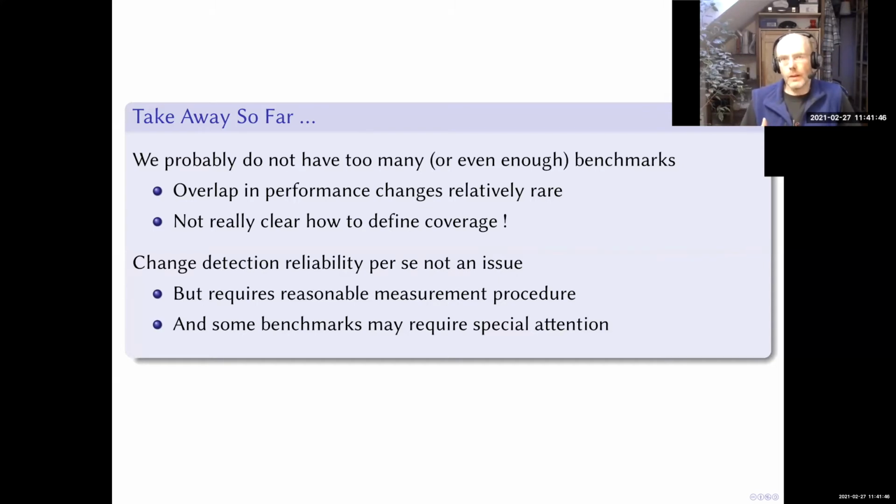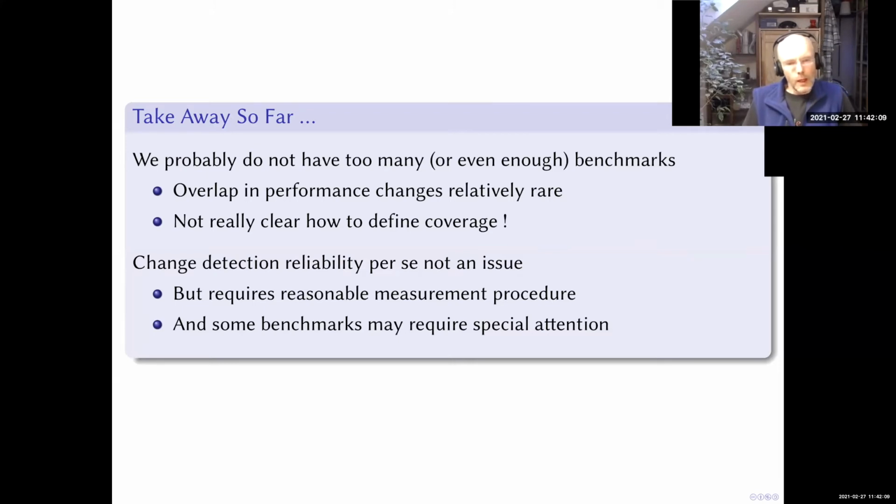Also, it feels that, at least in our case, the reliability of change detection per se is not that much of an issue, but it requires a reasonable measurement procedure. We cannot just take benchmarks and run them ad hoc. We have to pay attention to what we are doing. And also, especially the micro benchmarks may require very special handling.